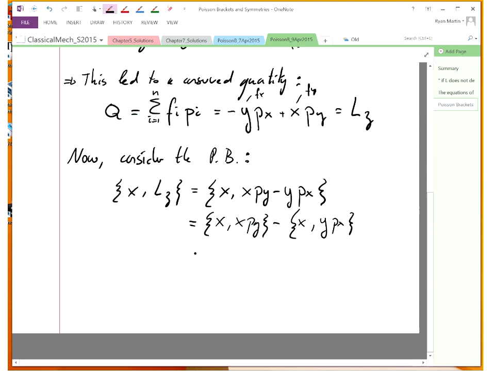Okay, so I can split this out even more. I'm going to take out, in the first one, the first x, the second x, so I have it there. I have x with py.